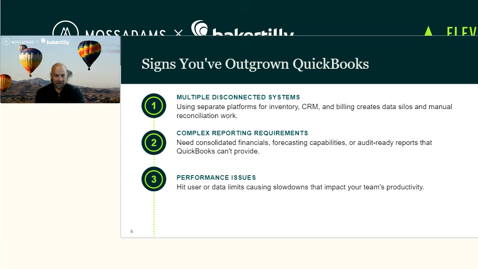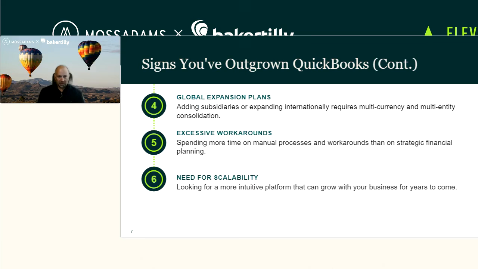The next one that we see is the need for global expansion plans. So I've touched on this a bit already, but adding additional subsidiaries, whether they be home country subsidiaries or you're expanding internationally, that's going to require a need for multi-currency and multi-entity consolidation, which QuickBooks just can't do. That's something that we'll see as we move a little farther into the presentation that NetSuite actually does very well. It's probably one of the leading platforms out there for this specific use case.